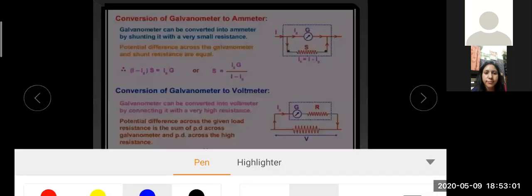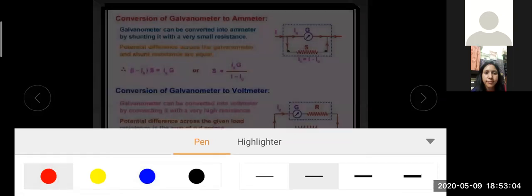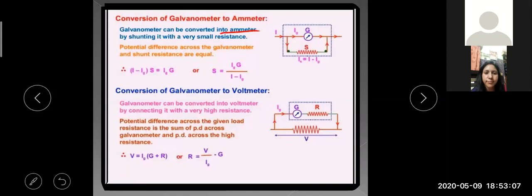So a galvanometer can be converted into an ammeter by shunting it with a very small resistance. Okay, so student, what is an ammeter? We know that an ammeter is a device which is used to find the electric current in an electrical circuit. We always connect the ammeter in series with the circuit. So it is a galvanometer with a low resistance, called a shunt, connected in parallel with it. The value of the shunt depends upon the maximum value of the current to be measured with the galvanometer.